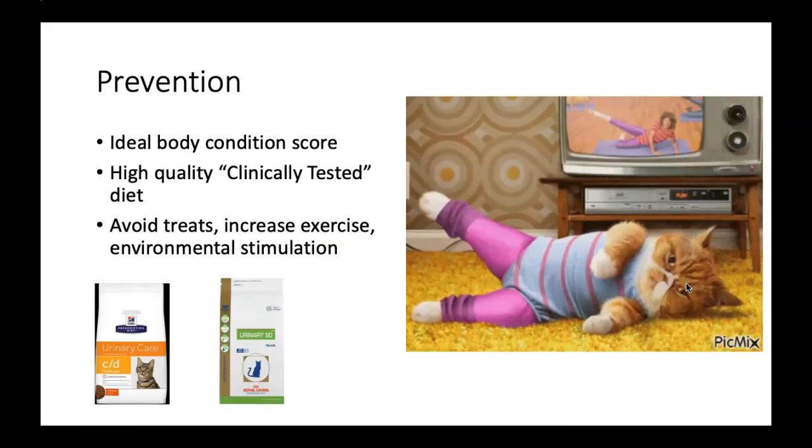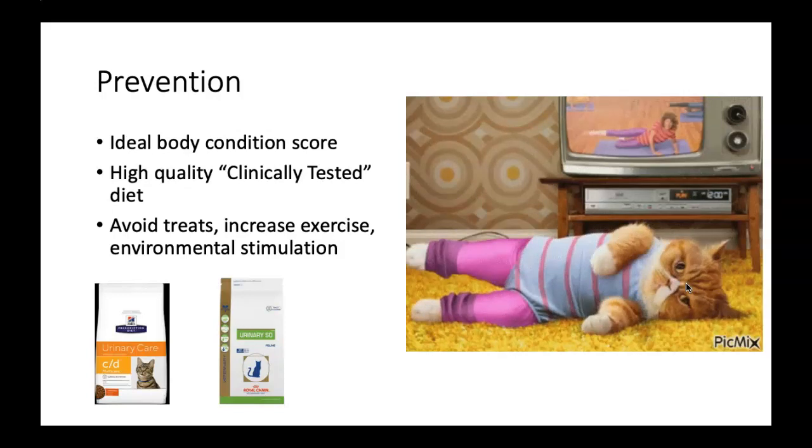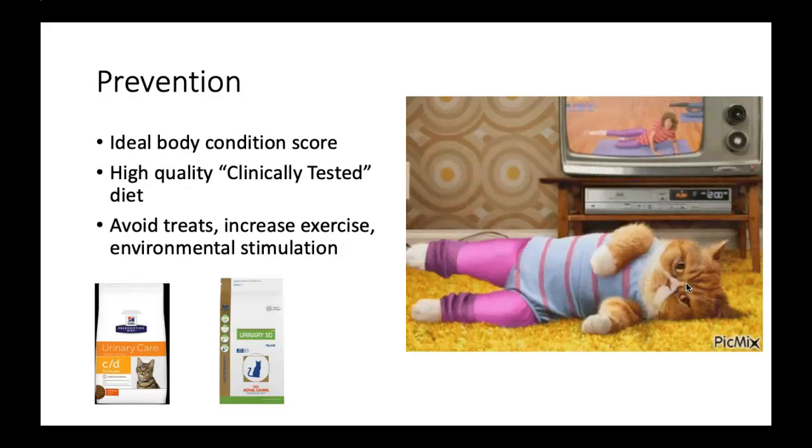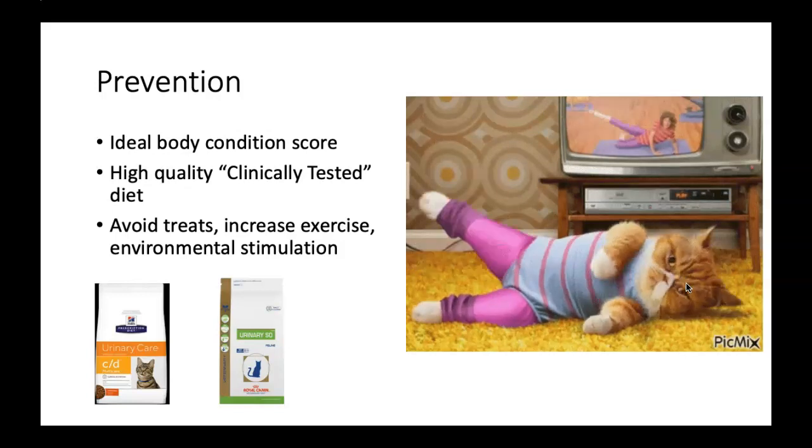Prevention. So how do we prevent this? We don't want this happening to our cats. Prevention involves ideal body condition score, so that means not letting your cats get fat. Fat indoor cats are at higher risk of getting urinary crystals and blockages. Feed a high quality, clinically tested diet, and avoid heaps of treats. Increase that exercise and keep in mind environmental stimulation.